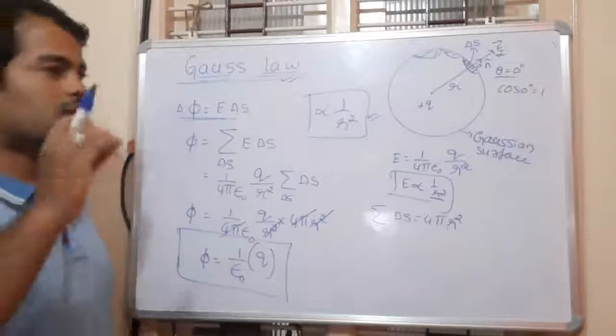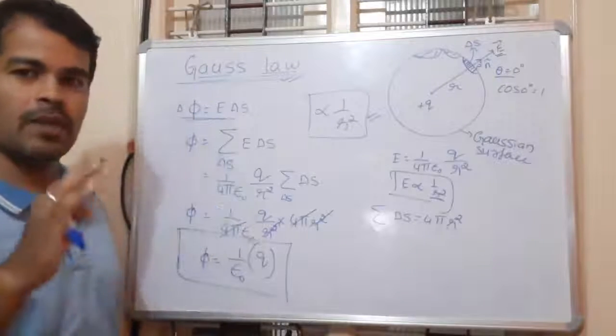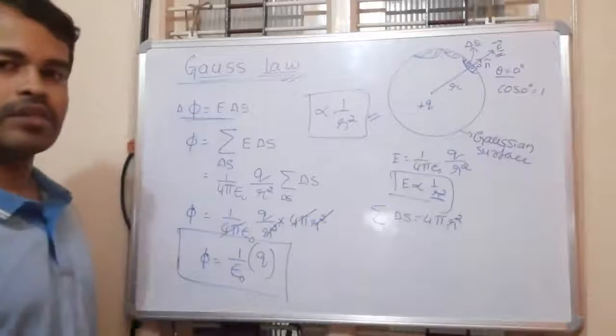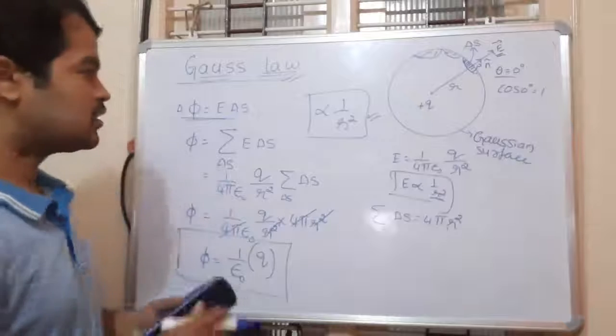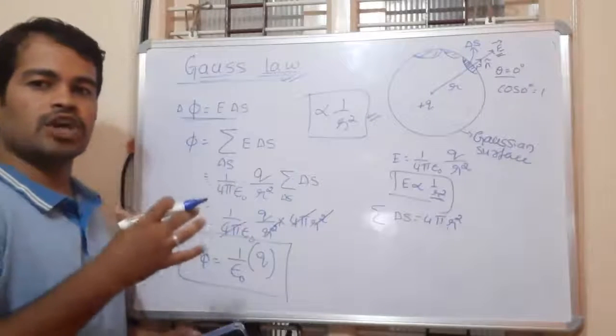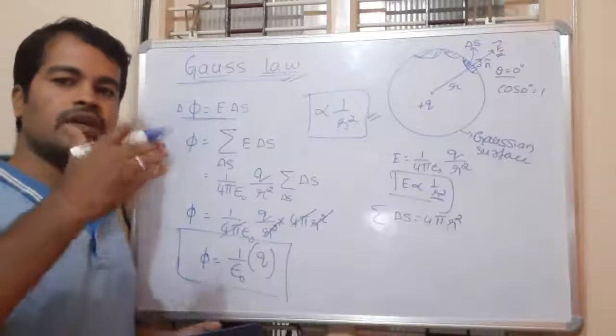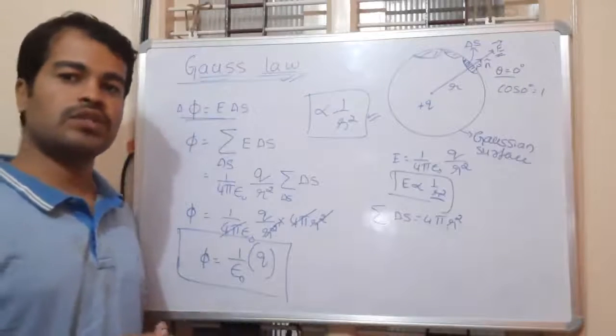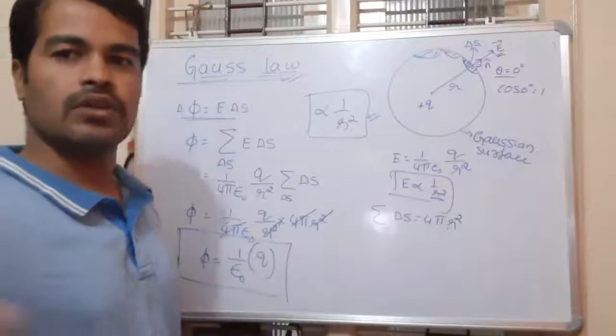So now there are three applications of Gauss theorem, or Gauss law. Let us look at the applications one by one. The first application is the electric field due to a linear charge distribution. It means if you take an infinitely long conducting wire, what will be the electric field due to that conducting wire? We need to see now.